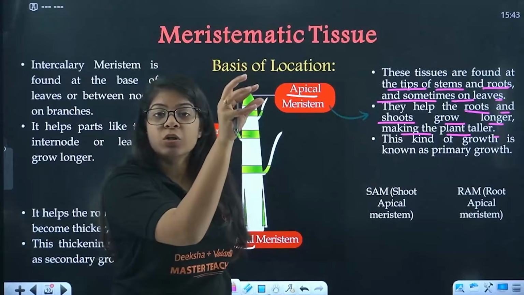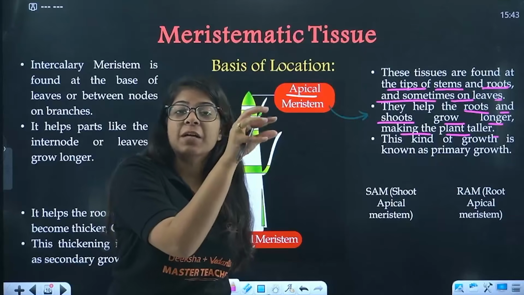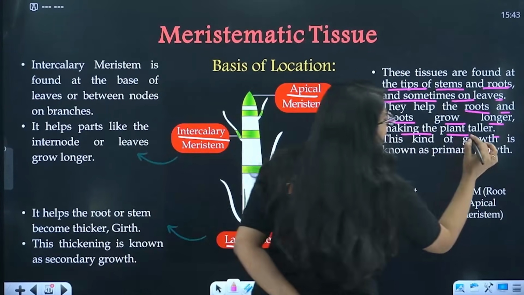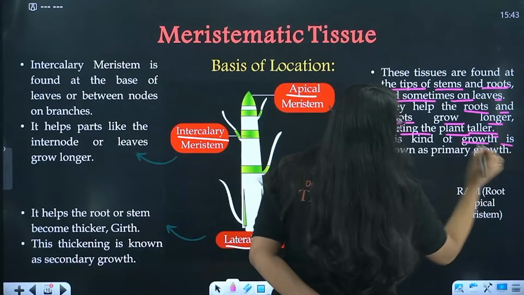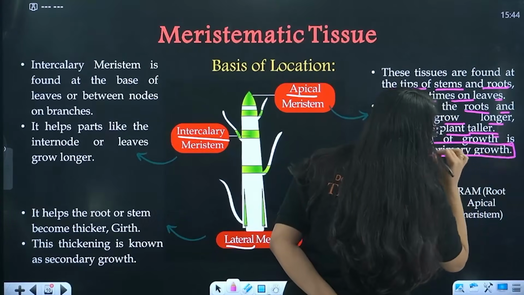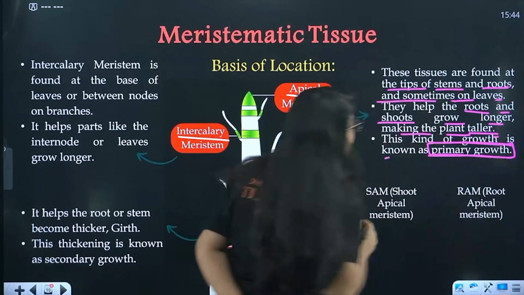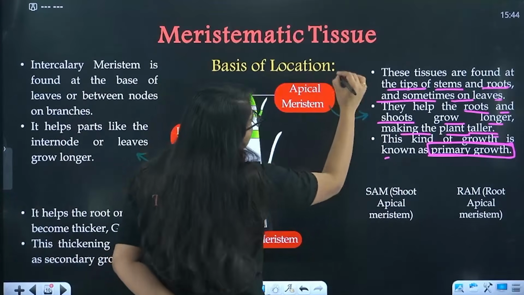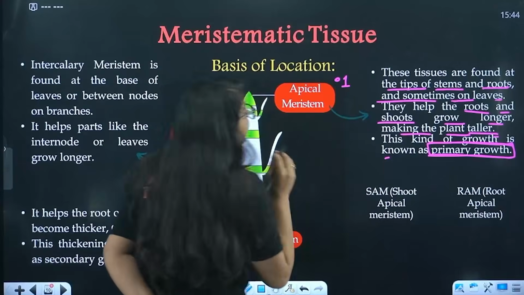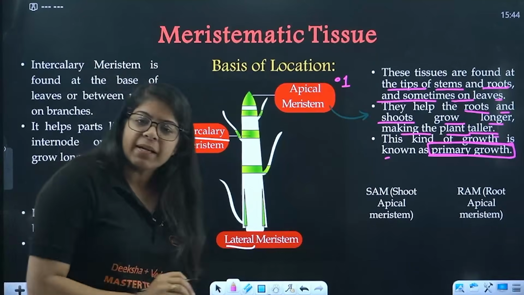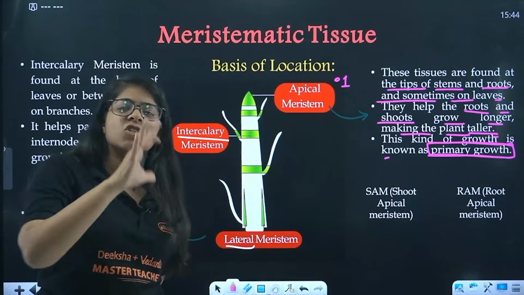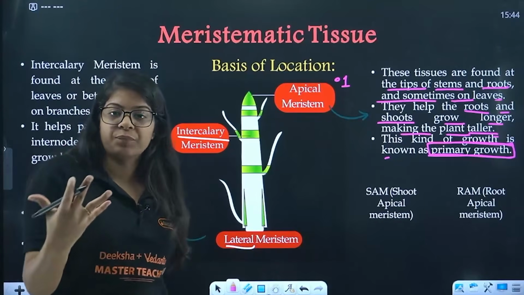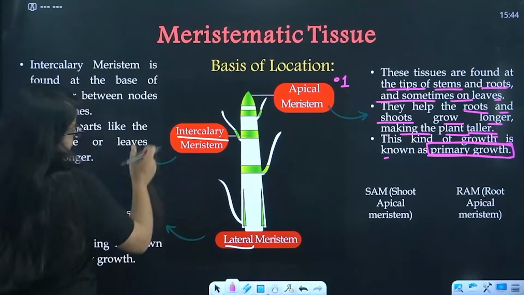It is at the root, at the leaf, the end part, the tip of the stem. So it helps them grow. Okay, so it's making the plant taller. This kind of growth is known as primary growth. Also, beta, this apical meristem is also known as your primary meristematic tissue. It is just a category of meristematic tissue, primary growth. Okay, next beta we come to intercalary meristem.